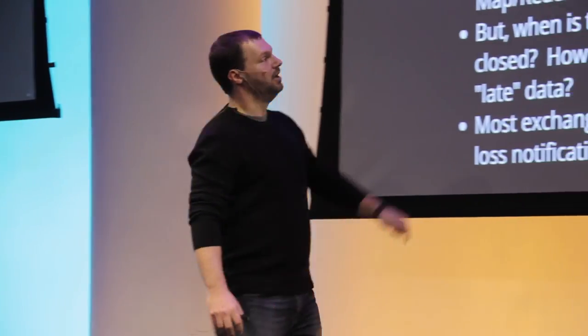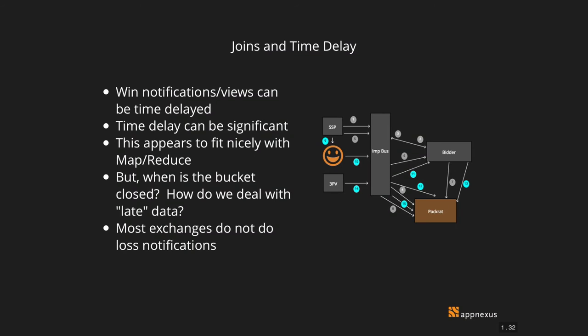That's not to mention SSPs, which are generally pretty fast, but there are some SSPs, if any of you have ever dealt with Facebook, for example, they actually document a 12-hour win notification window. They could actually not send you a win notification for 12 hours. And if you think about it, it makes sense. If you've ever used Facebook, they have a news feed. I'm told it's very popular. And in that news feed, they intersperse ads.